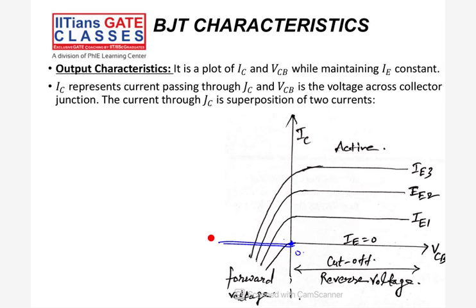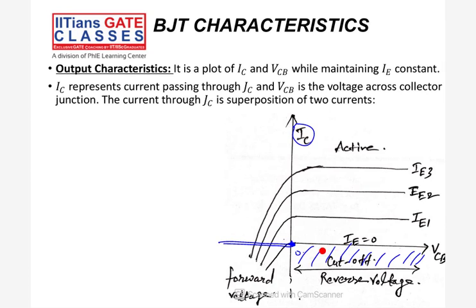When IE is maintained constant at a non-zero value, an additional current gets superimposed on the current, as the output characteristic shifts upward. See what is happening here. When there is no input current applied, whatever voltage you apply, there will be zero IC. So you will have zero value of IC. Your transistor will be in this down region, the cutoff region. That is the cutoff region I have shown here.